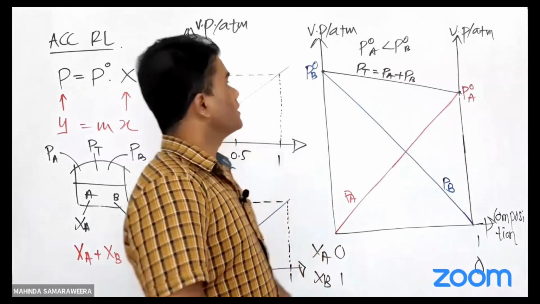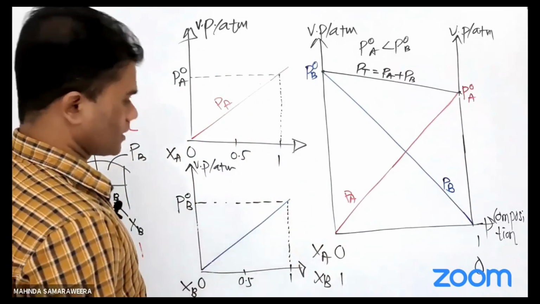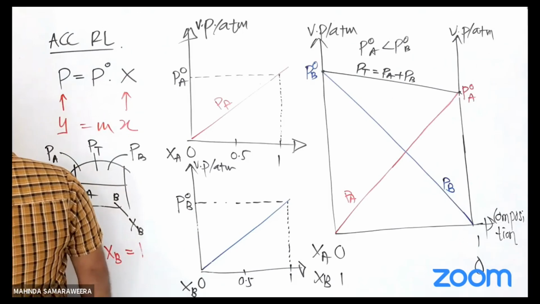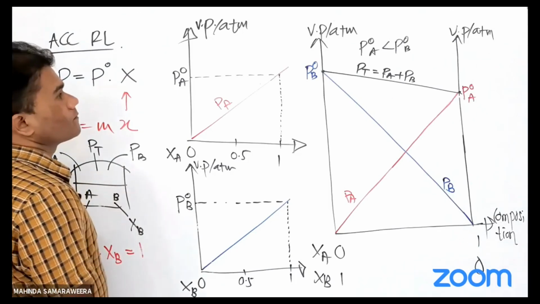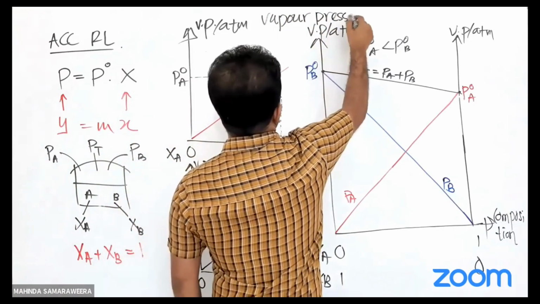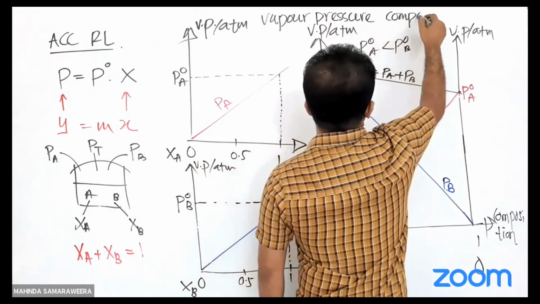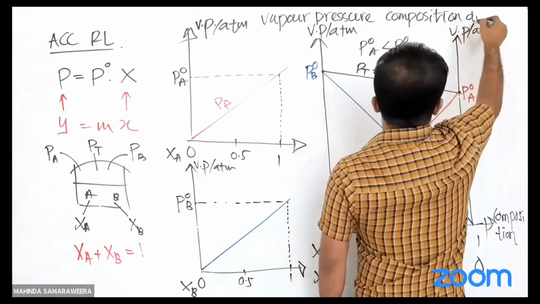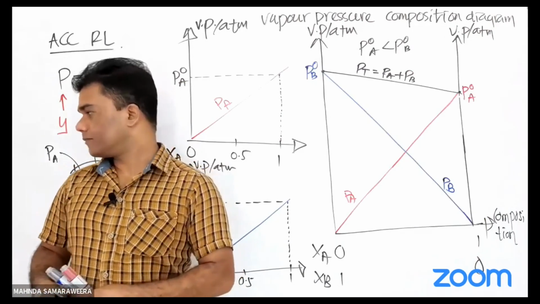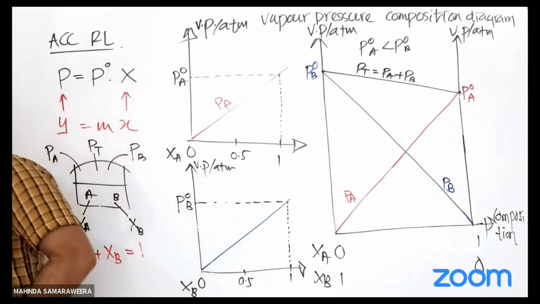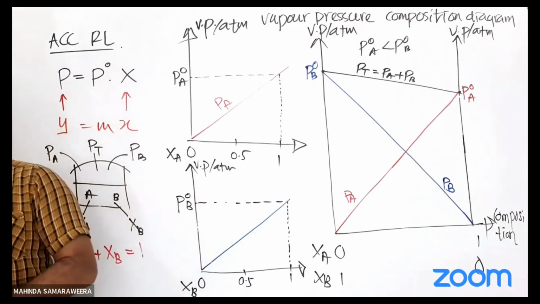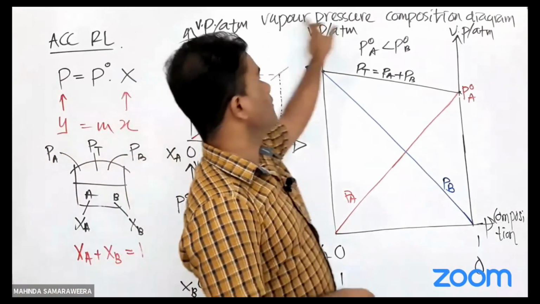Got it? This graph is called the vapor pressure composition diagram. No space to write the topic. Shall I write it here? Vapor pressure composition diagram. That's the topic. Okay, let's have the note for this one. Write the topic. The topic is this: vapor pressure composition diagram.